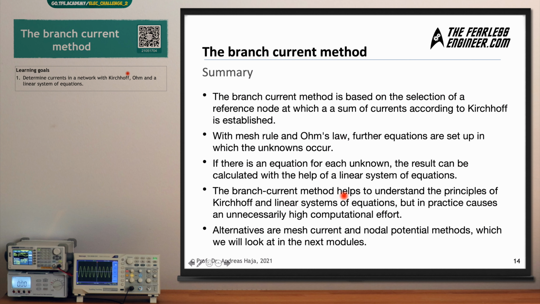So the branch current method helps us to understand the principles of Kirchhoff and linear systems of equations, but as I told you before, in practice, the computational effort you get from setting up all these equations, especially with larger networks, renders this method here ineffective because it simply takes too long, especially if you perform it by hand. There are alternatives to this branch current method, which are the mesh current method and the nodal potential methods, which is what we're going to look at in the upcoming videos.